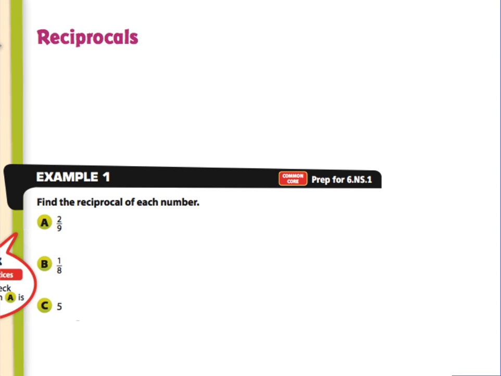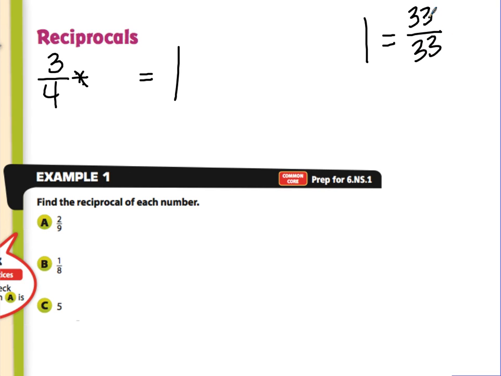So reciprocals are numbers that when you multiply them together, they give you 1. So for example, if I have 3/4 and I want to multiply it by something that's going to ultimately give me 1, I have to think about a fraction and remember that a fraction that is equal to 1 has to have whatever is on top be the same as what's on bottom. So like if I have a 33 here, then I have to get a 33 here. And that works for anything.